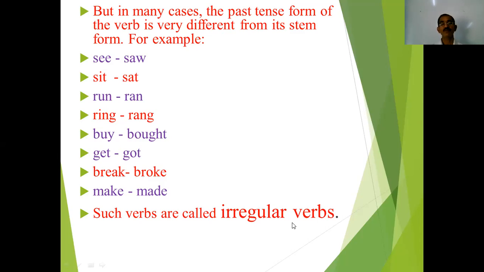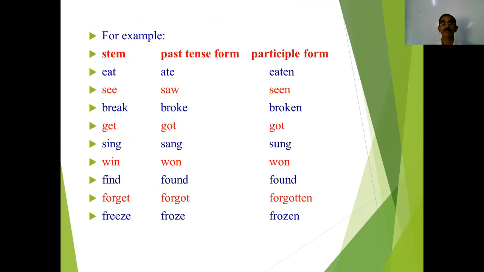A regular verb means, when we have the simple past tense, those verbs which have ed or d or ied added to the root word are called regular verbs. Irregular verbs are those whose past tense forms seem different from the stem form. These are the examples we have seen: see, saw; sit, sat; run, ran; ring, rang; buy, bought; get, got; break, broke; make, made.